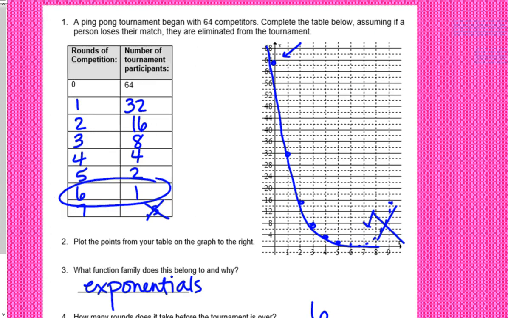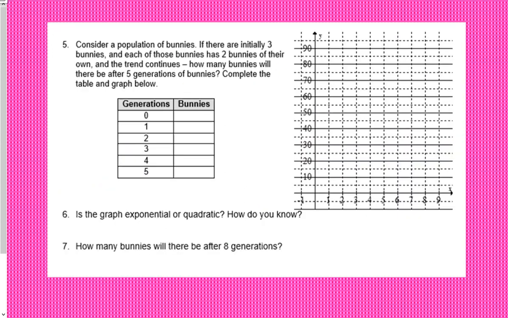So going back to this ping pong tournament thing, the reason we know this is exponential and not quadratic is because there is a constant ratio here where we're multiplying by a half over and over. There's no double common difference here. Okay, so let's try this again.